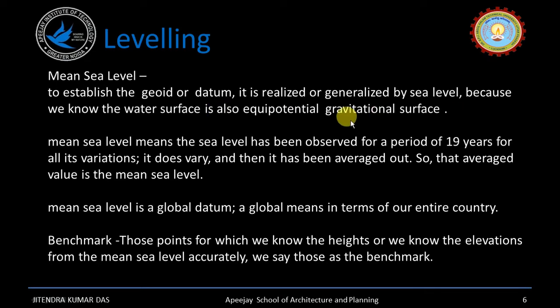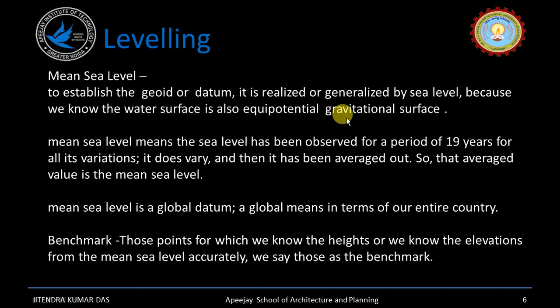Why do we use mean sea level? Because the level of water always changes. When it is full moon, we know it is the time of high tide, and when there is no moon, we know it is the time of low tide. So in one month we see the change in levels of the water surface. Similarly, due to other variations also, the level of the sea changes.